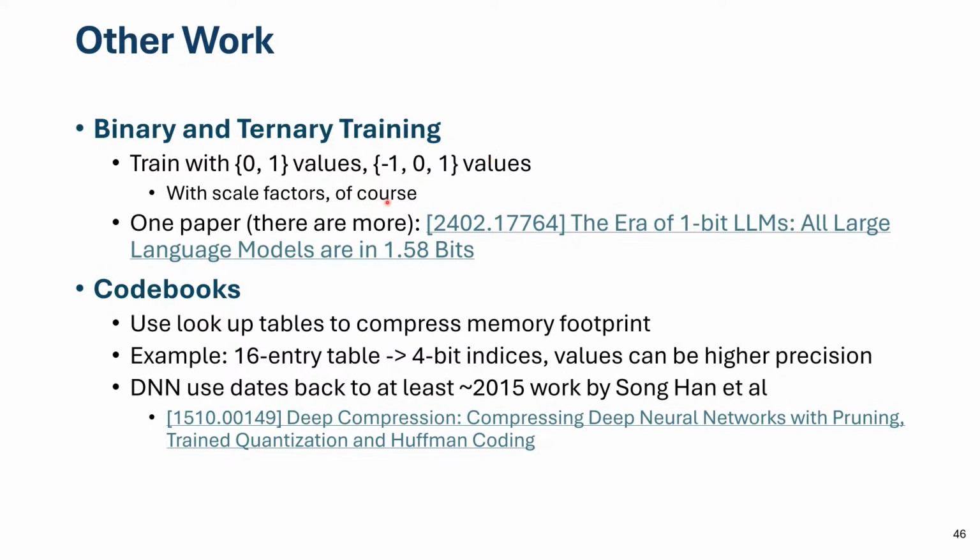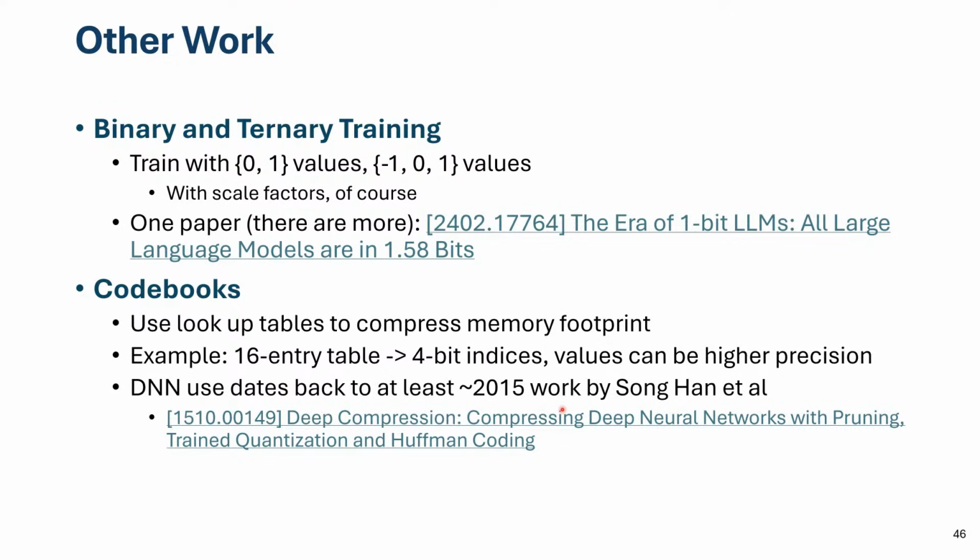but it's certainly interesting. Codebooks, I mentioned earlier, are how you get to maybe even sub 1 bit per value. The general idea is to have lookup tables as a compression technique. If you have a 16-entry table, you have 4-bit indices, but I could have data types that are much larger in the table itself, could be FP8, FP11, whatever. And again, for DNN use, lookup tables are nothing new. They've been around for decades. For DNN use, it dates back to at least 2015 when Song Han published a paper on that. There might have been some work prior to that that I'm not aware of.